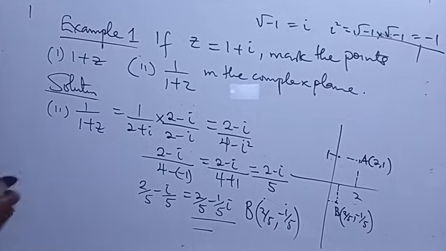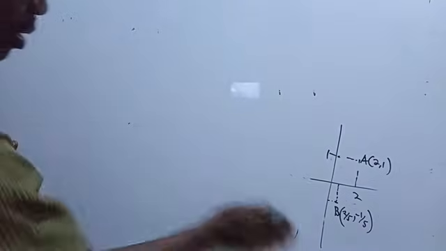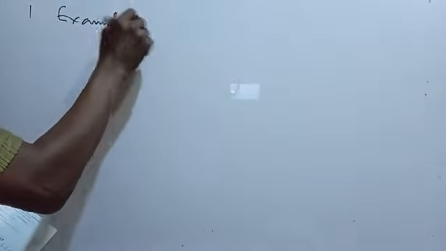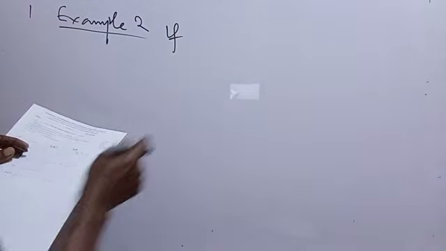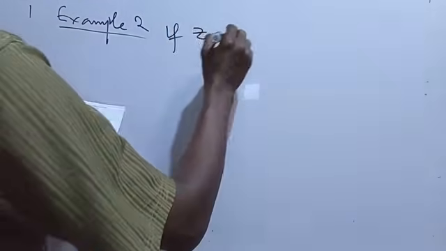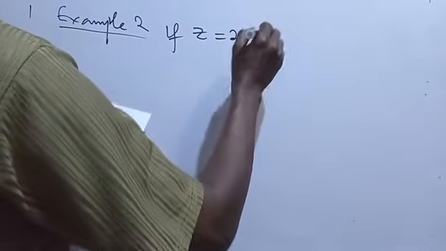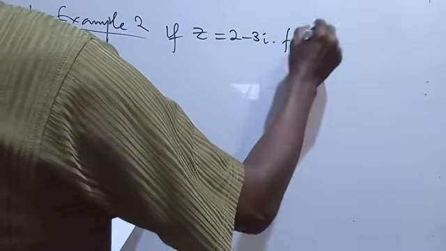Now, let's move further with another example. Okay. Now, another example is talking about the modulus that I've explained before. Example 2. It says that if z is equals to 2 minus 3i, find the modulus of z.